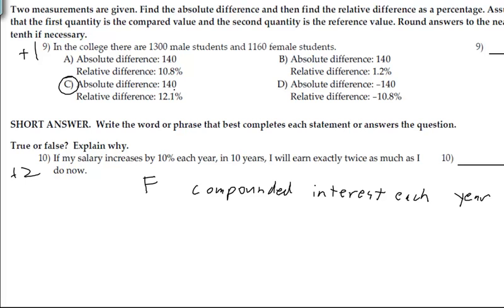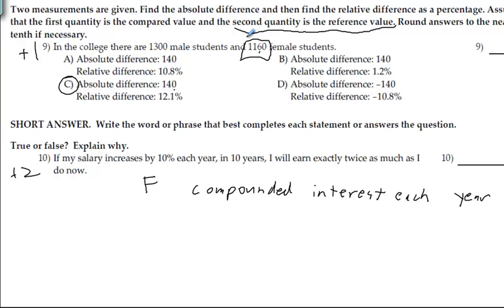Number 9, this is a little tricky. The key here was to look at the second quantity as the reference value. So we're going to compare based off the second value here. So we find the difference, the absolute difference is 140, no big deal. And then how does that compare to 1160, which gives us 12.1% of that? If we compared it to 1300, it would have been a lower percentage, but it said use the second quantity as the reference. How does it compare to that particular value?